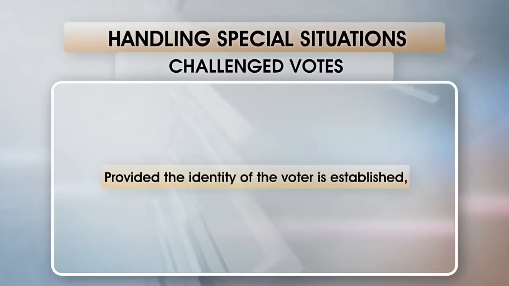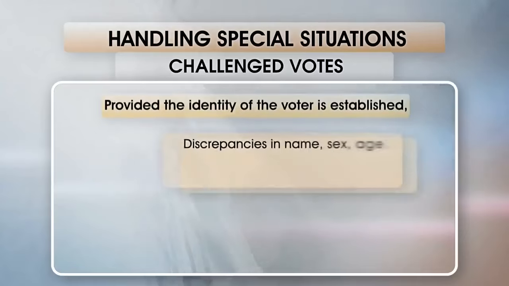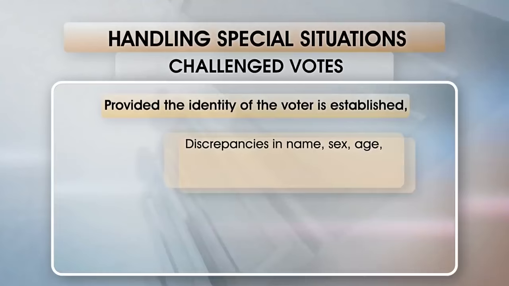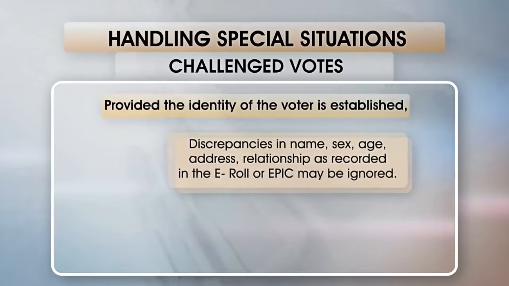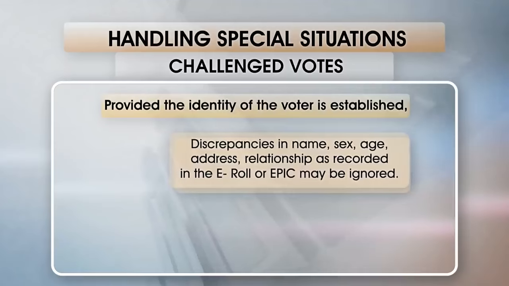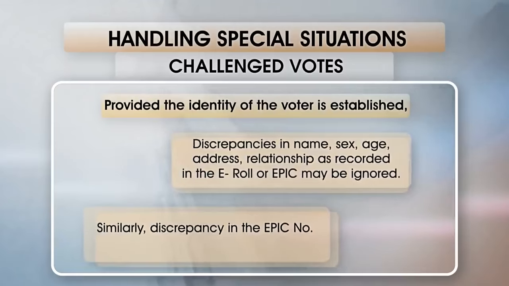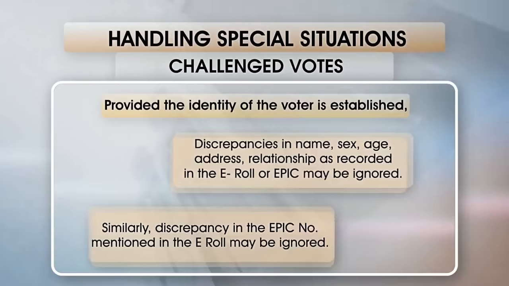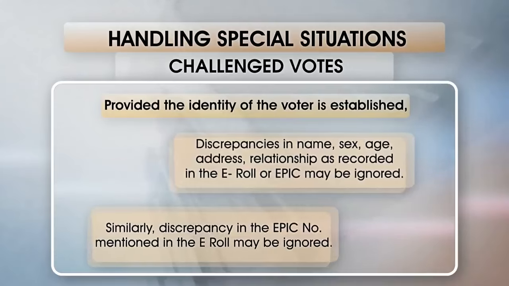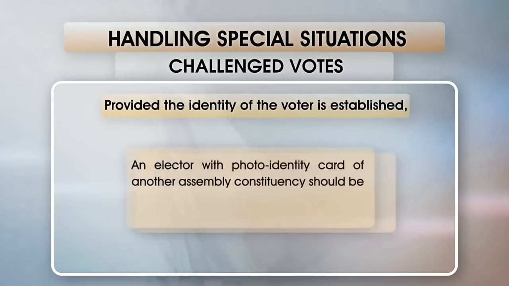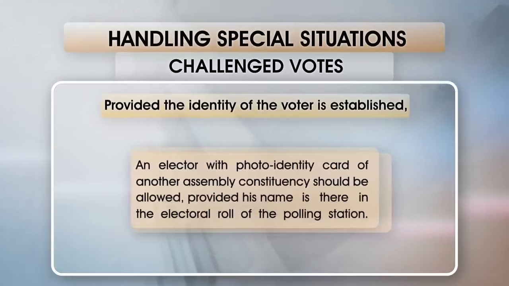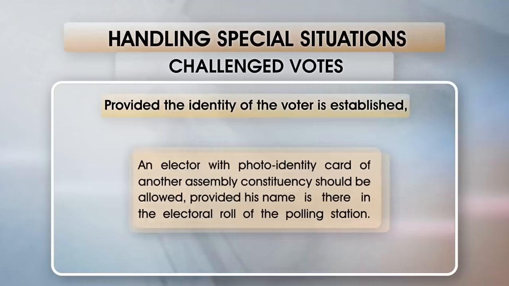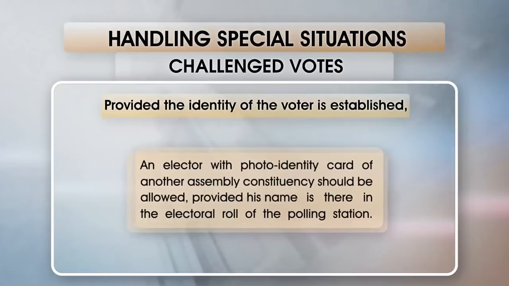Provided the identity of the voter is established, discrepancies in name, sex, age, address, relationship as recorded in the e-roll or EPIC may be ignored. Similarly, discrepancy in the EPIC number mentioned in the e-roll may be ignored. An elector with photo identity card of another assembly constituency should be allowed, provided his name is there in the electoral roll of the polling station.